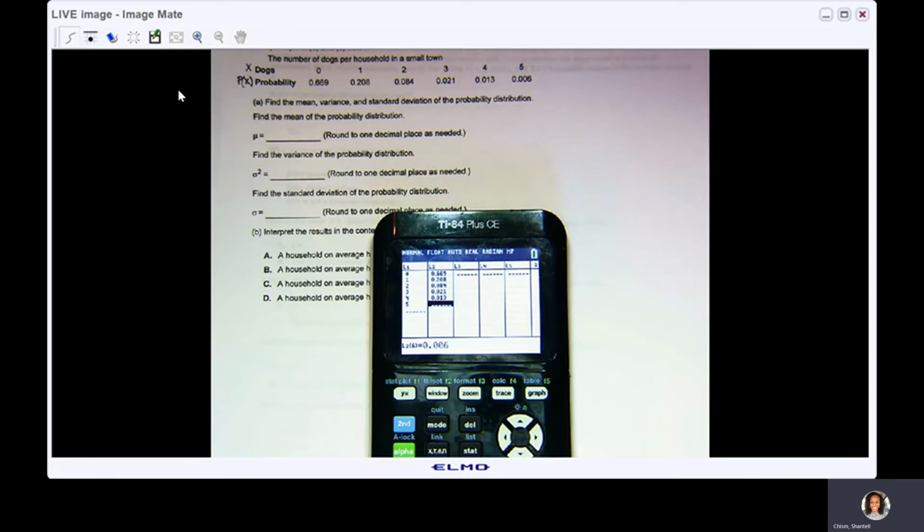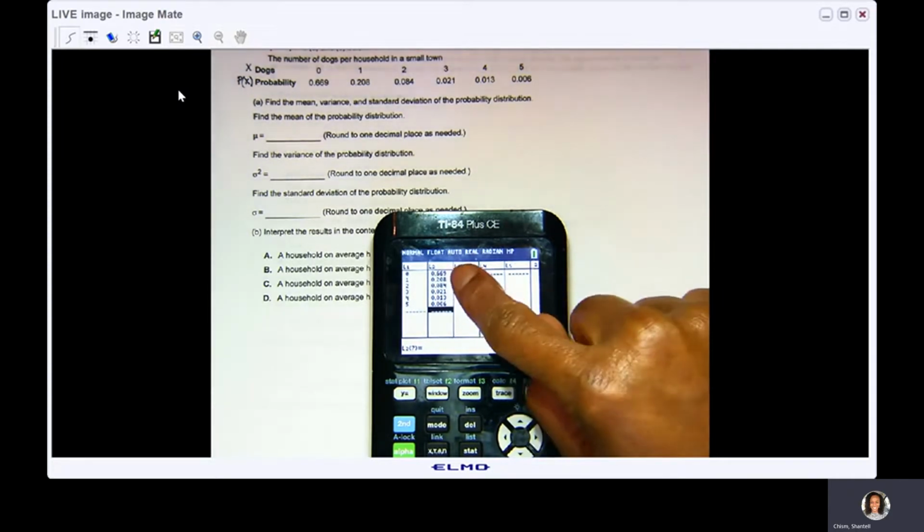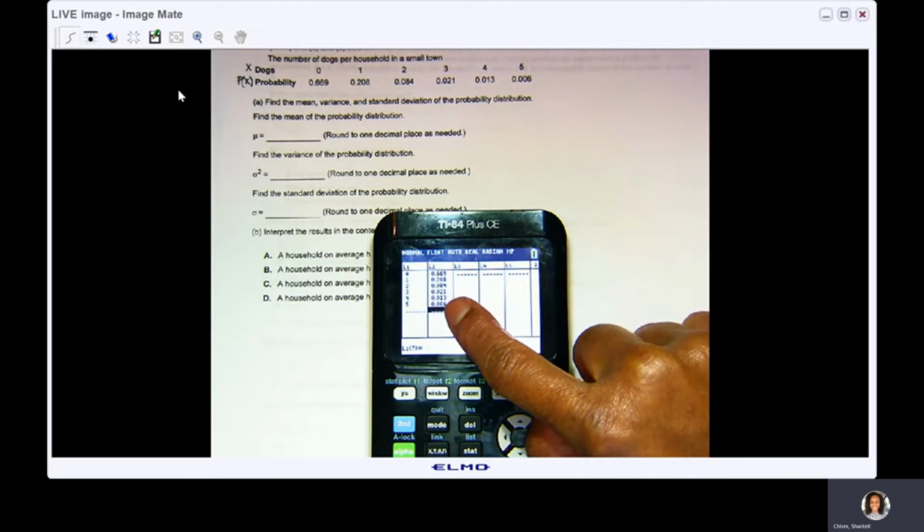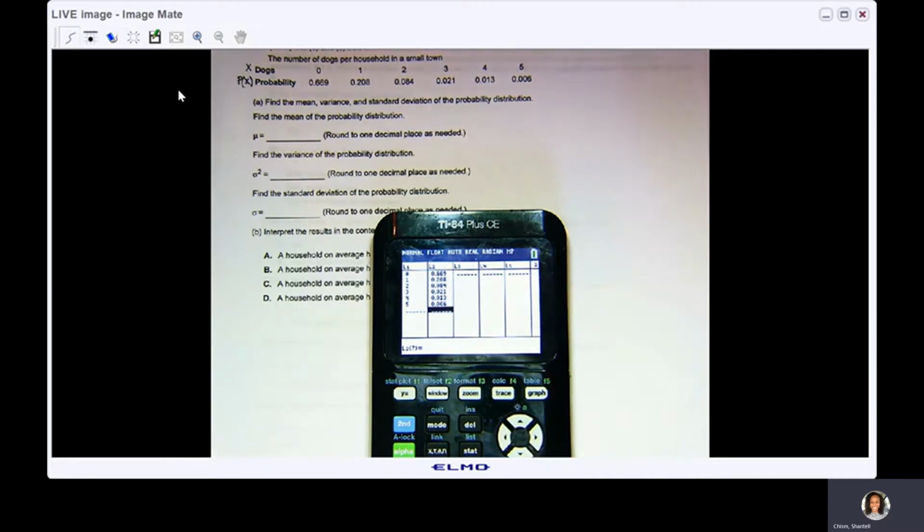If you do accidentally mess up, and I did somewhere, I haven't pressed enter there. You always want to double check your values, making sure that you entered them correctly, because if anything is put in wrong, that's going to mess up your answers. All right, we're good there. So again, instead of using the formulas, I'm using my calculator. I put the X values in list 1 and the probability values in list 2.